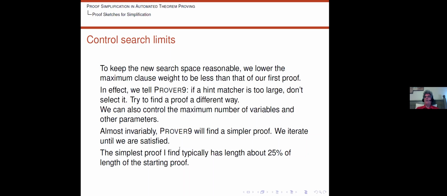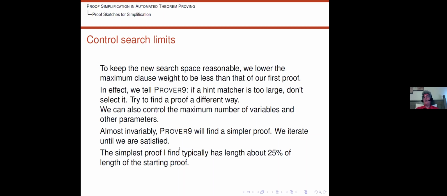Invariably, 99% of the time, Prover9 will find a much simpler proof. And then we can iterate this process until we're satisfied. The simplest proofs I find typically have about 25% the length of the original proof. In the very first example, for instance, there was a proof of length about 800 something. After I simplified it using what I'm describing, it got down to about 200 steps.